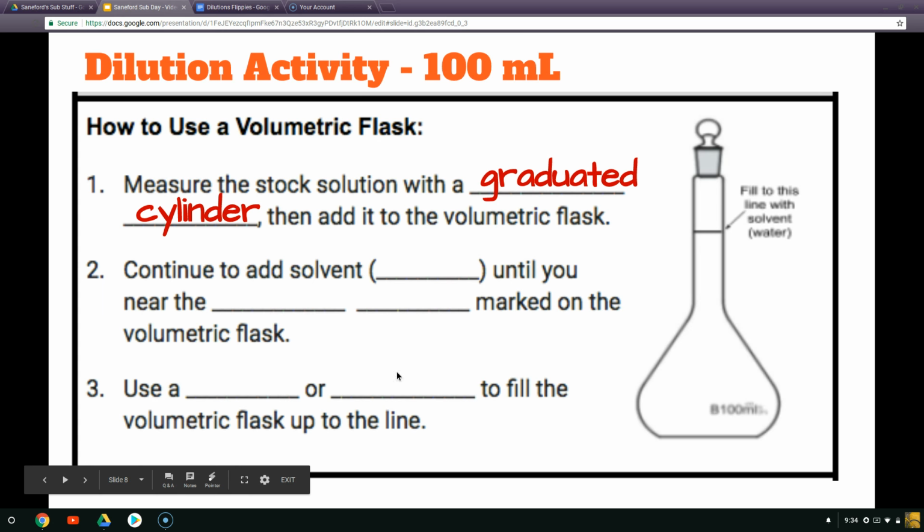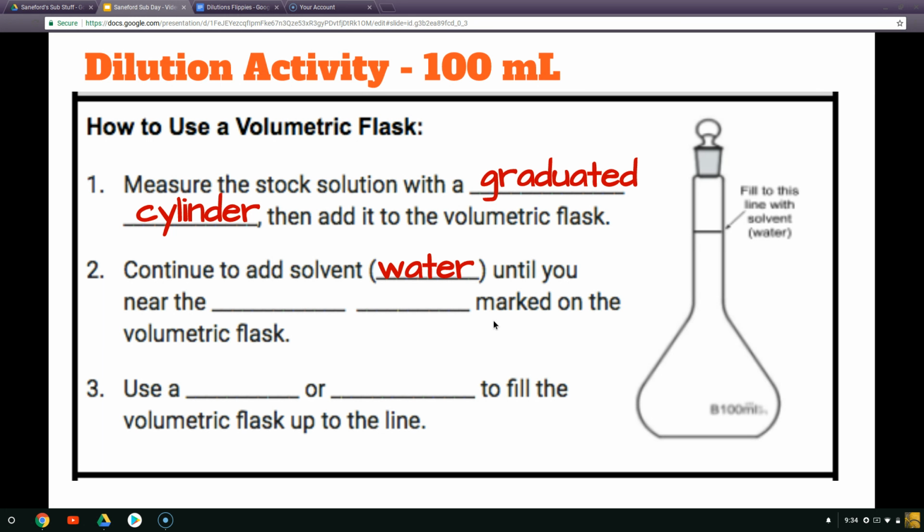So this is a volumetric flask, this bell-shaped thing. It only has one line. The graduated cylinder is a straight column and has all kinds of lines on it, right? So use a graduated cylinder to measure the stock solution and then pour it in here. And then we're going to continue to add solvent, water this time, until you near the fill line mark. This line right here, the only line on the volumetric flask.